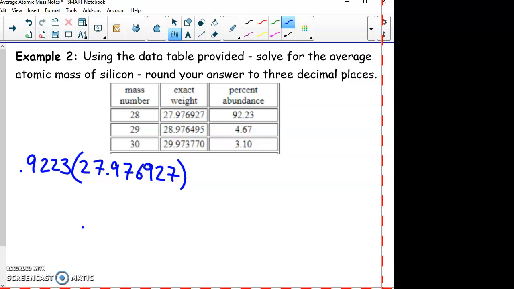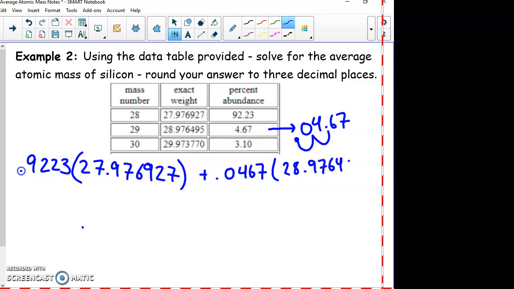For our second isotope, the one that weighs about 29, be careful when you are dealing with small percentages. 4.67, you still have to move it 2 decimal places, so that 0 is going to fill in that space. So 0.0467 times its corresponding mass, so 28.976495. All right, and we got one more to do.